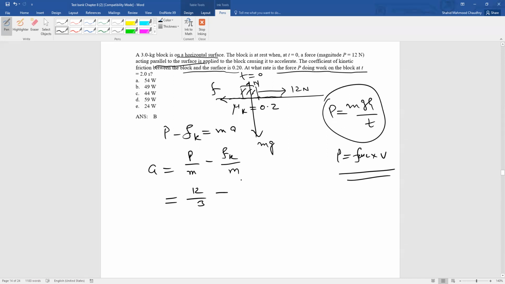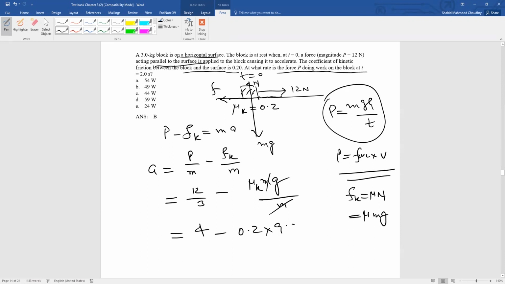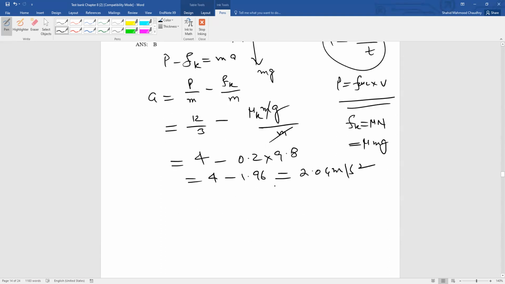So what is f_k? f_k is mu_k into mg. You know that f_k is equal to mu into N, and mu into mg. So this is divided by m. This m will cancel and this is 4 minus mu_k value, 0.2, multiplied by 9.8. So when you multiply this, the answer will be 1.96. And this is equal to 2.04 meter per second square. So this is the acceleration.